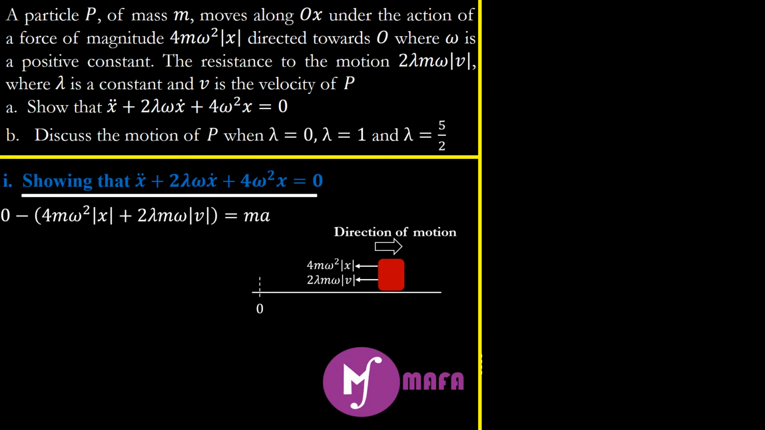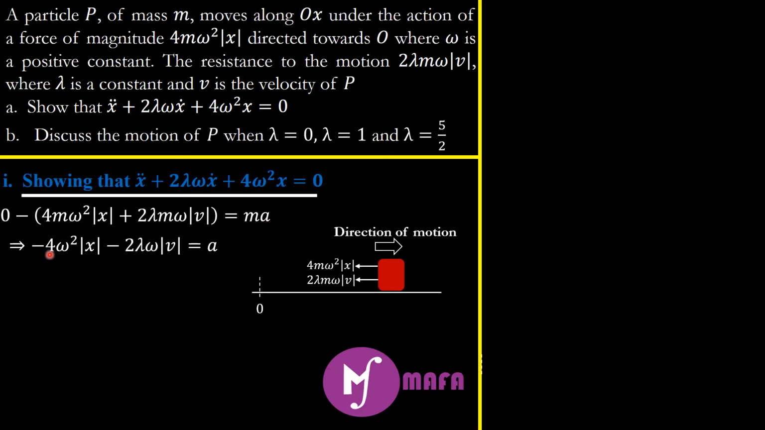So we are going to apply Newton's second law of motion, which says that the resultant force in this system is equal to the mass times the acceleration. Since there is no pulling force, it means the force taking it to the right is 0. Now we have two resistive forces, we have a resistive force, and then now we have the retarding force. The retarding force is given by 4m omega squared times the magnitude of x, and the resistive force is given by this. So we have 0 minus the sum of those two forces, because they are in the same direction, to be equal to the mass times the acceleration of the system.